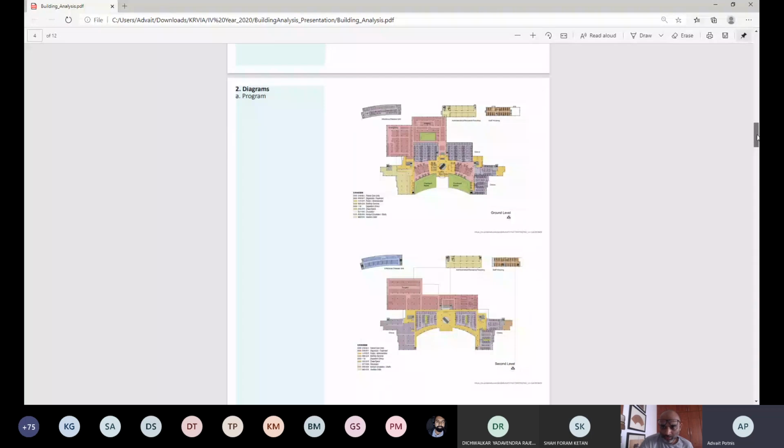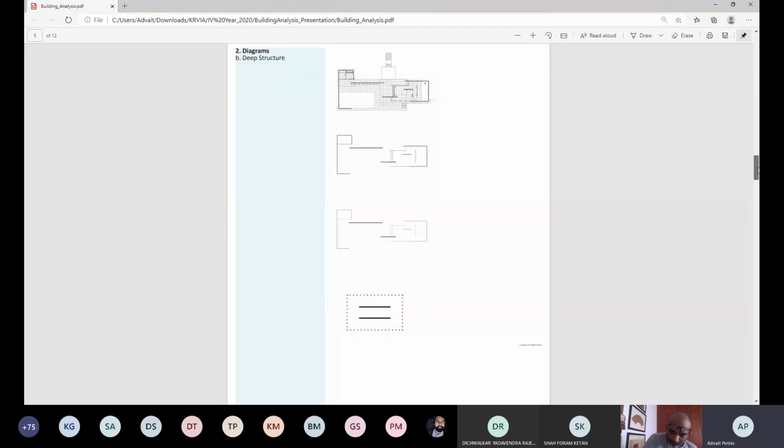Then we come to diagrams, in which again there is a programmatic diagram which can be color coded, followed by, here we have added a deep structure diagram, which is again an organization diagram. So in a housing project, maybe it's difficult to find a deep structure. But in the rest of the buildings, you will definitely have some organizational structure. Now, whether that is followed to its core and whether you can distill it to a single diagram, that I don't know.